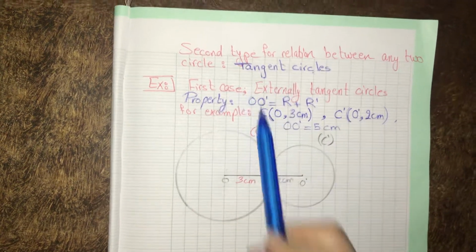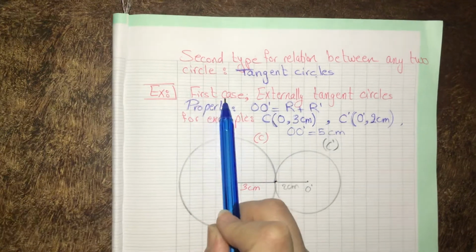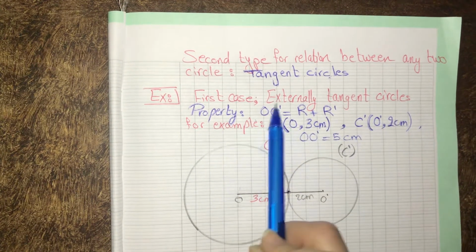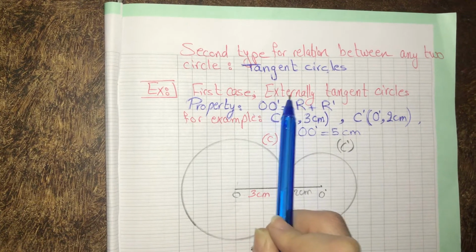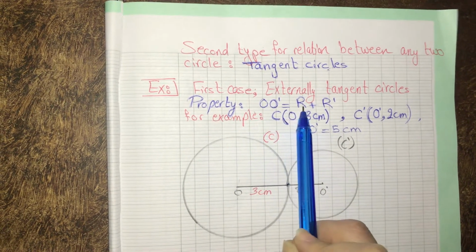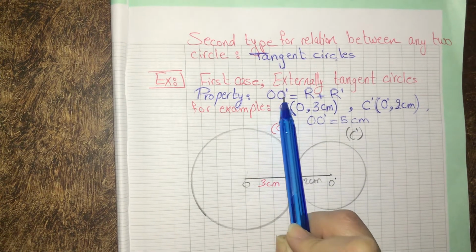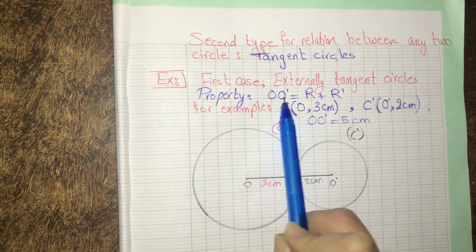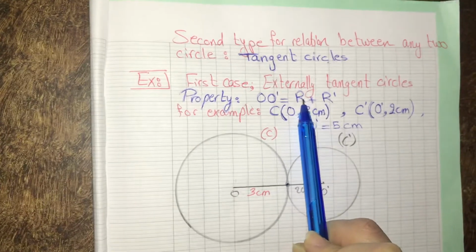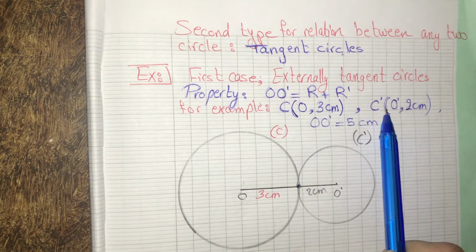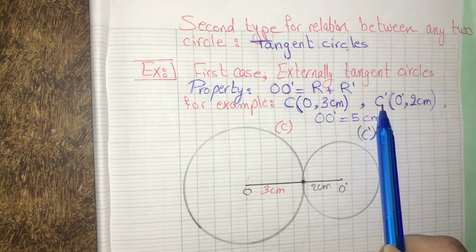So, in this type, you have two cases. The first case is externally tangent circles. The property for this case is OO prime equals R plus R prime. OO prime is the distance between the centers, and R is the radius of the first circle, and R prime is the radius of the second circle.